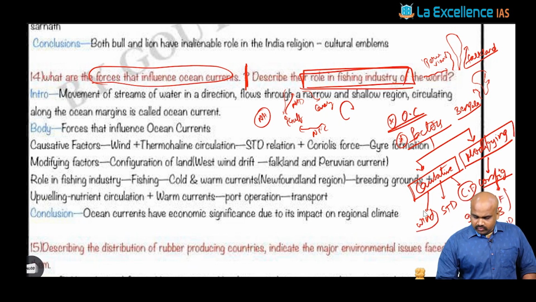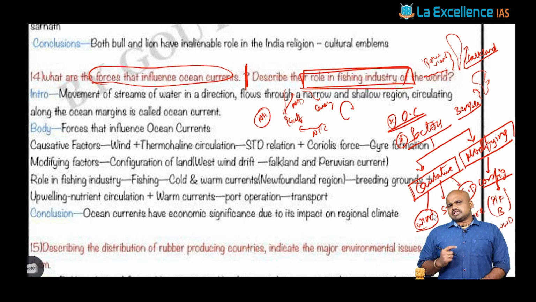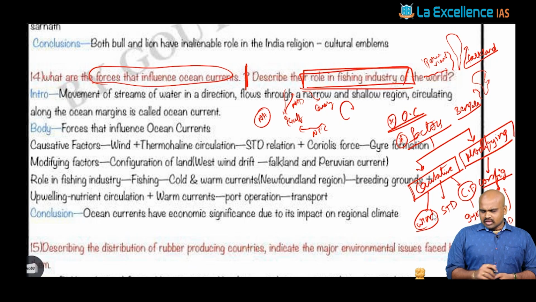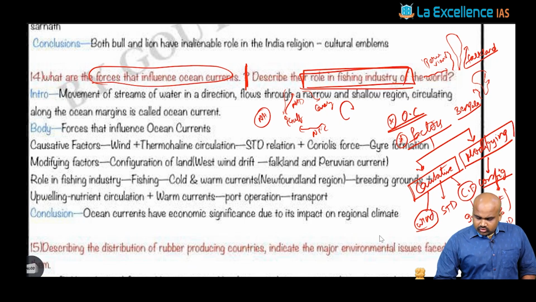And also with respect to your wind system. And when you look at the seasonal fluctuations of the wind system, one particular oceanic current is very, very evident, and that is the Somalia current.